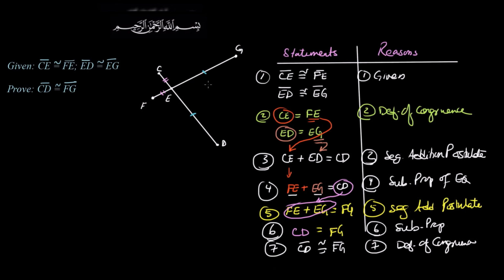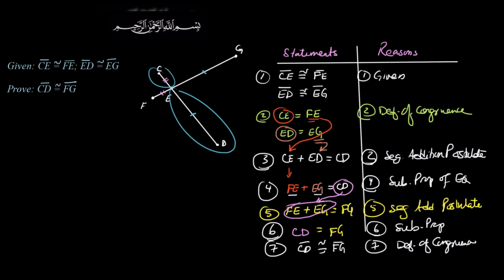So let me review the proof again. We were given that this segment and this segment were congruent, and this segment and this segment were congruent. And we were asked to prove that this whole segment is congruent to this whole segment. Whenever you see two baby segments, you have to start thinking about the segment addition postulate. So we converted the given information into equalities, because we know a whole lot about properties of equalities. Then we used the segment addition postulate for this segment, and said the two baby segments give you one big segment, correct?